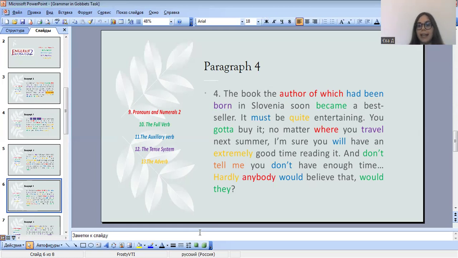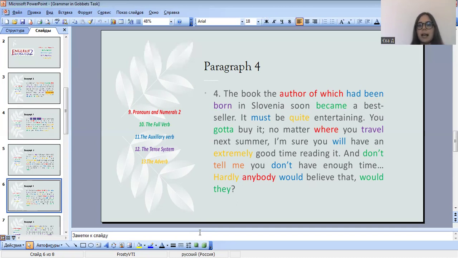Fine, then we have again a question tag, would they. Then, don't tell me. And we can see it's an imperative that was used for command form. Also, "gotta" is a slang form of going to.